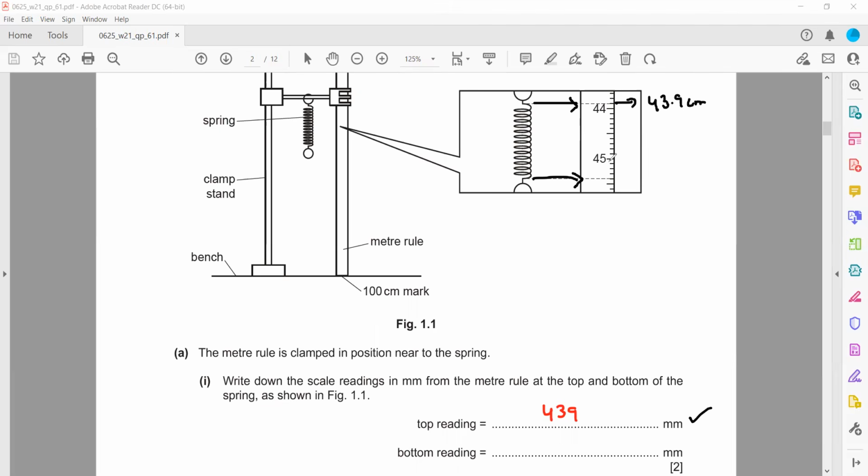What about the bottom reading? So this is 45, 45.1, 45.2, 3, and 4. So this is 45.4 centimeter. But again, we have to convert into millimeters, so we'll multiply by 10. So when this 45.4 is multiplied by 10, what will we get? We will get 454.